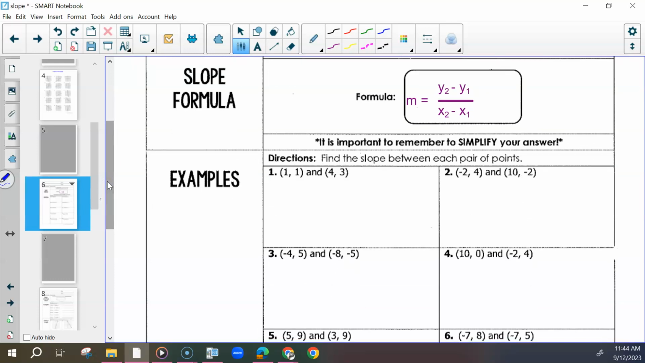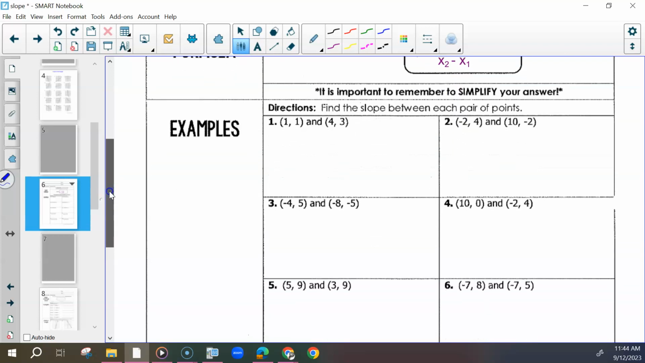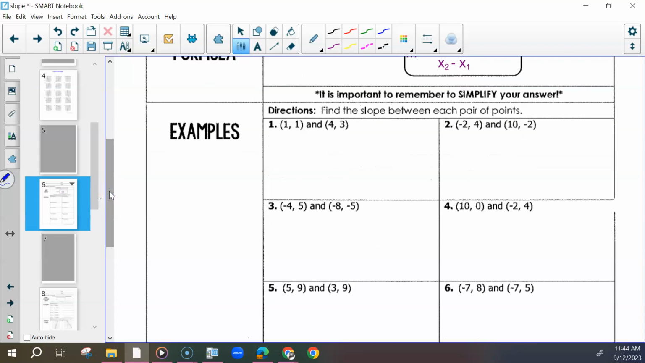Alright, simplify always. This helps me. It may help you, so do it if it helps you. Don't if you feel like you got it. Whatever you have, label it as x1, y1, x2, y2. Because each ordered pair is an x, y, you just want to know which ones are the ones, which ones are the twos. That way you don't get confused. Once you have them labeled, you just put it into the formula.